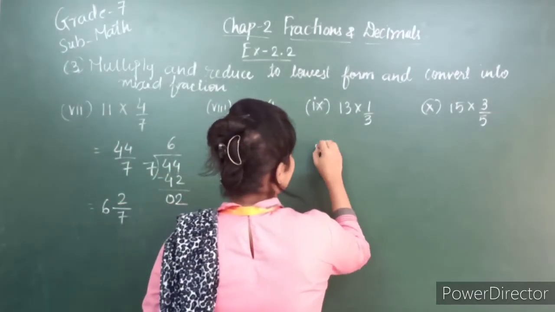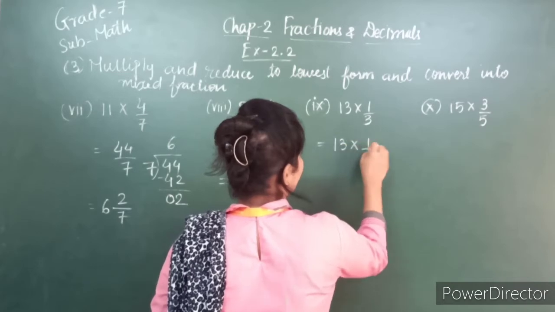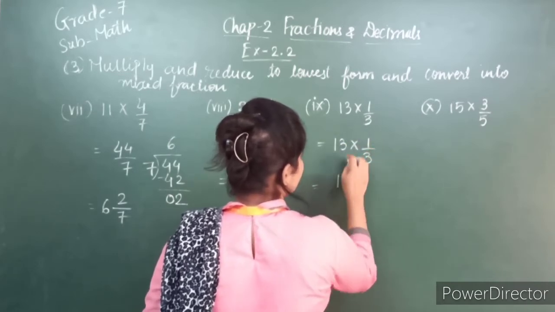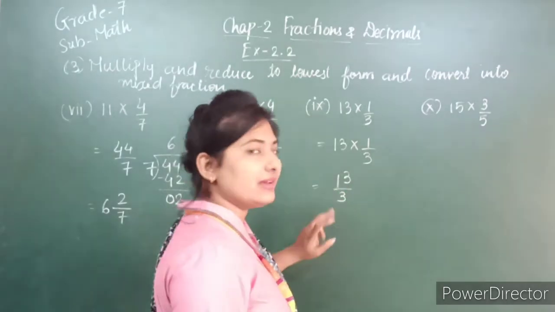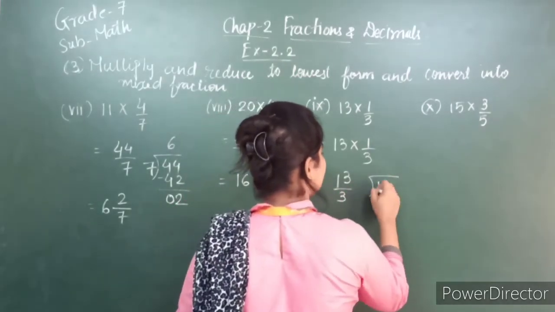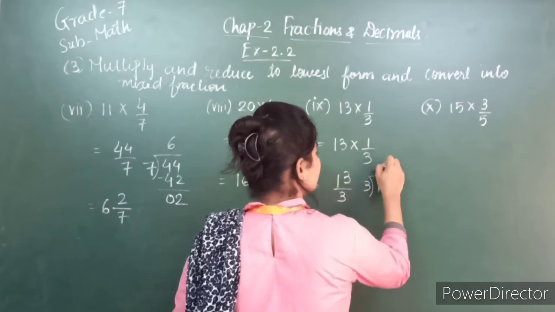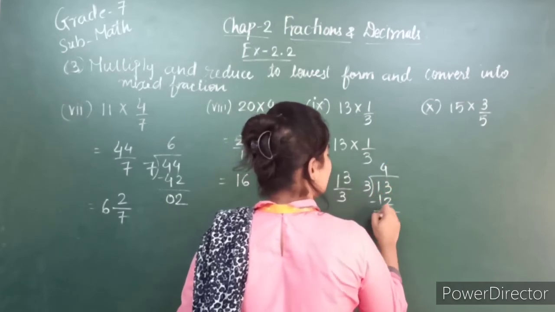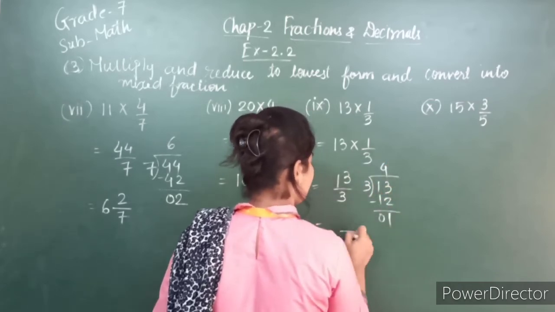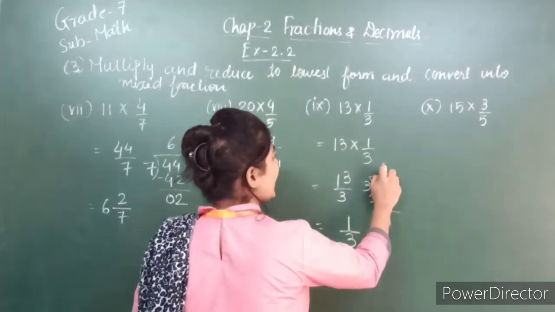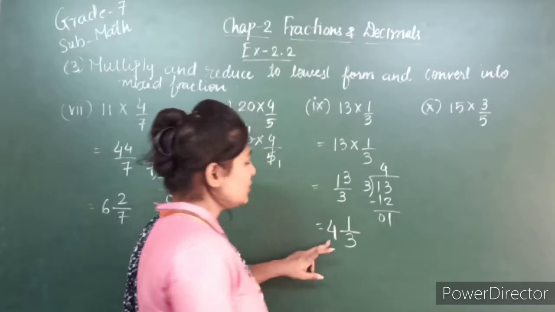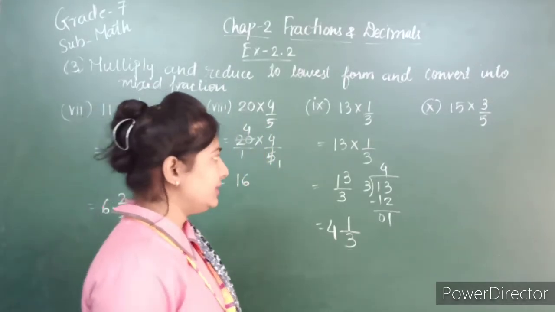Number 9, 13 into 1 upon 3. So here 13 ones are 13 upon 3. Here the numerator is bigger than the denominator, so we have to convert this. 3 4s are 12. Here 1 is the remainder. Here we have to write 3 in the denominator. This remainder we have to write upward, and this 4 we have to write at the side. So our answer is 4 1 by 3.